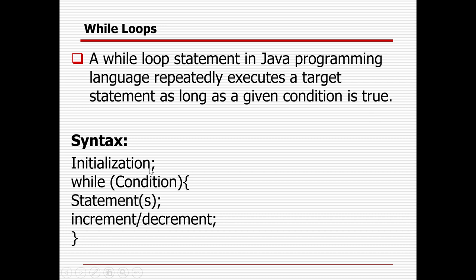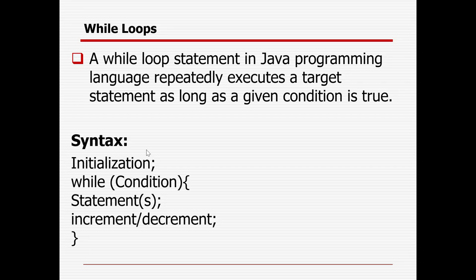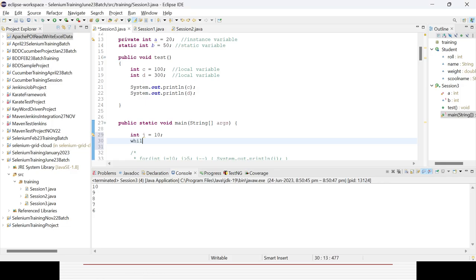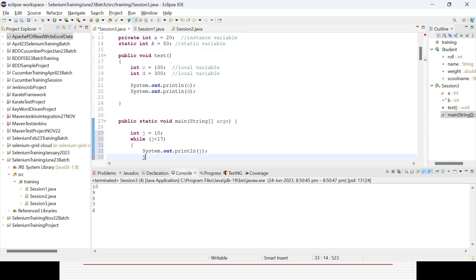So, while: initialization. I will initiate a variable j equal to 10. Then the while condition, what is my condition, say j less than 17, which means it will go till 16, right? Then the statement, j, then increment or decrement here, j plus plus. Similarly, you can go with the decrement also, starting with the higher value, and you give greater than or equal to. That is the way.